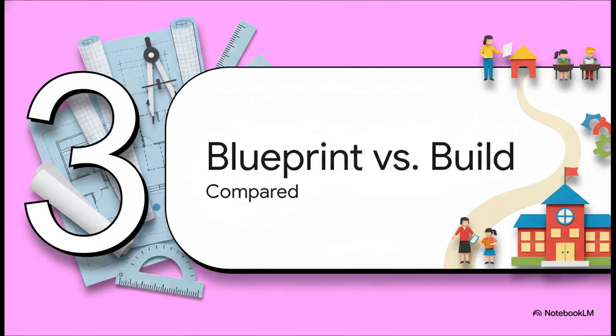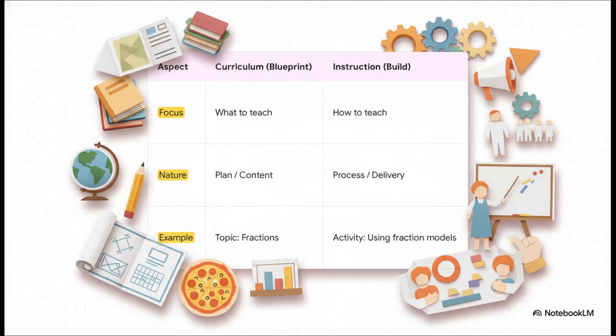All right, so we've looked at the blueprint and we've looked at the build. Let's put them right next to each other now and really nail down the differences. And this chart just lays it out so clearly. Look, curriculum, the blueprint, is all about what to teach. It's the content. Instruction, the build, is about how to teach it. It's the process. One is the plan, the other is the delivery. So the topic fractions lives in the curriculum, but the activity of using pizza models, that's 100% instruction.